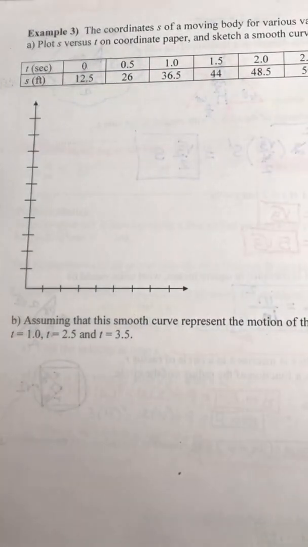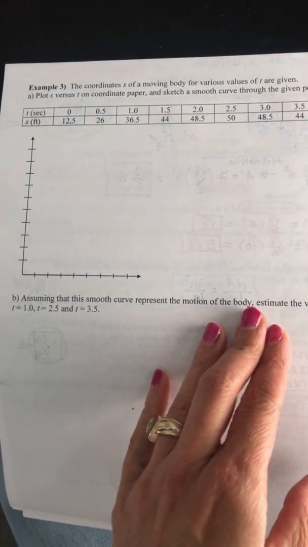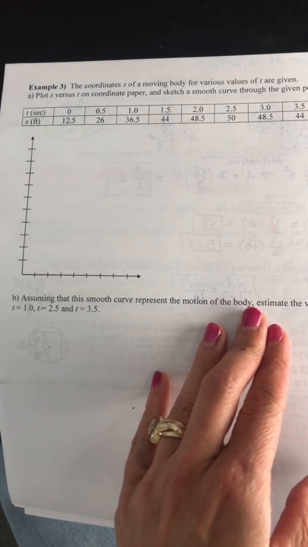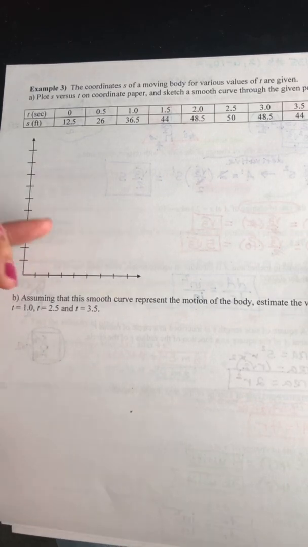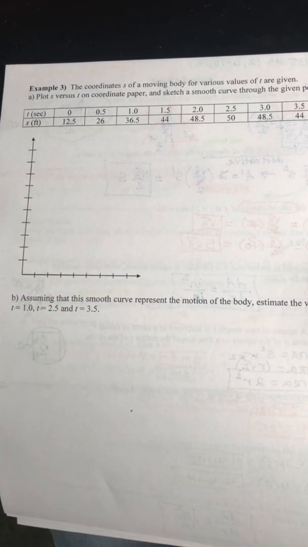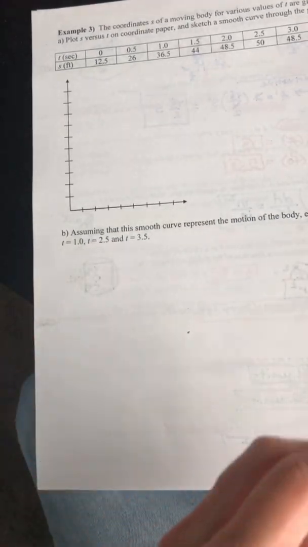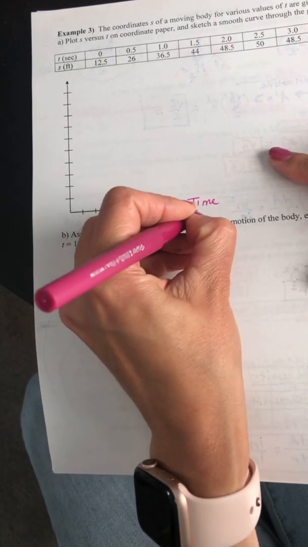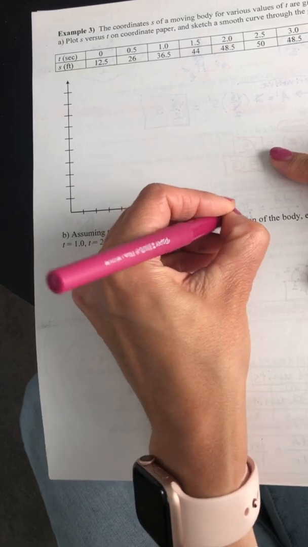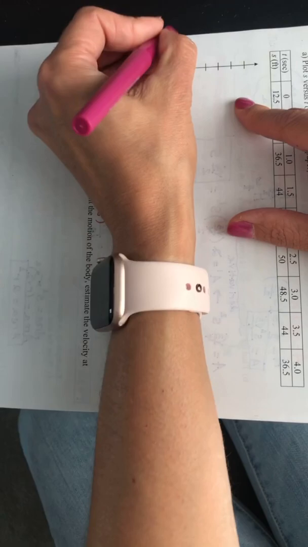And it says, let me zoom out, the coordinates S of a moving body for various values of t are given. Plot S versus t on coordinate paper, well, on this graph, and sketch a smooth curve through the given points. Okay, so it's S versus t. t is standing for the time in seconds. It says that right here, t seconds. S has to do with the number of feet. So my y-axis is in feet.